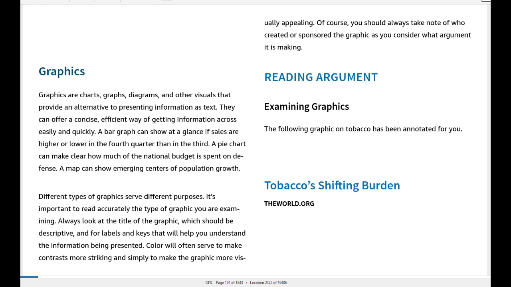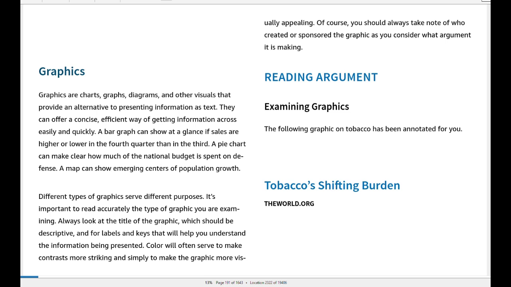Color will often serve to make contrasts more striking and simply to make the graphic more visually appealing. Of course, you should always take note of who created or sponsored the graphic as you consider what argument it is making. Reading argument. Examining graphics.